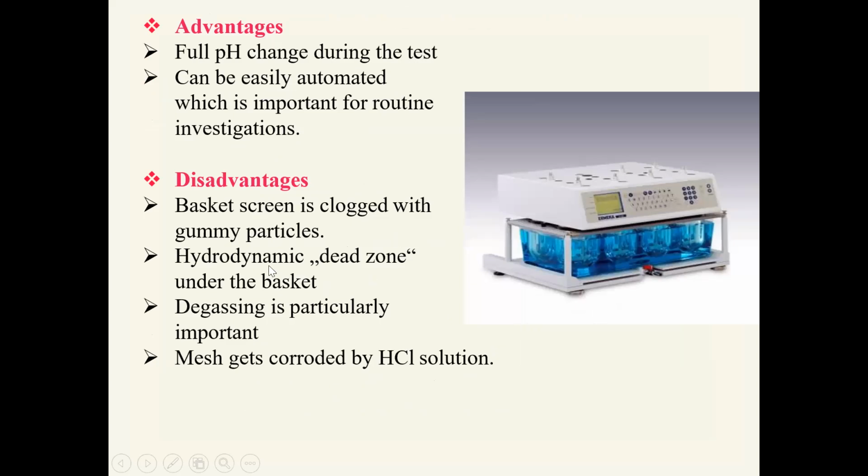Disadvantages of the basket type of apparatus: the basket screen is clogged. Clogging is one of the major disadvantages, with the basket screen clogged by gummy particles. Next, there is a dead zone under the basket, and degassing is particularly important in this basket type of apparatus. And the mesh for the basket gets corroded by HCl solution. These are some of the disadvantages for the basket type of apparatus.